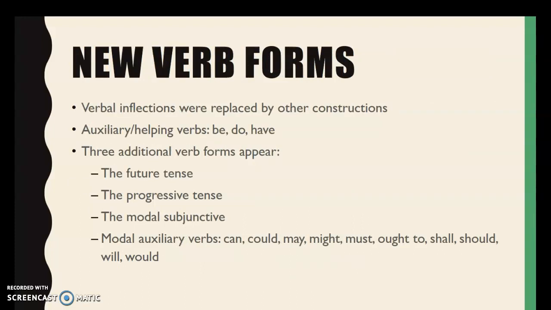With the decrease of verbal inflections came an increase in periphrasis with verb forms. The auxiliary or helping verbs be, do, and have came into use, and three additional verb forms appeared: the future tense, the progressive tense, and the modal auxiliary or modal subjunctives. The modal subjunctive was formed by using modal auxiliary words like could, might, and others on the list at the bottom of the slide here.